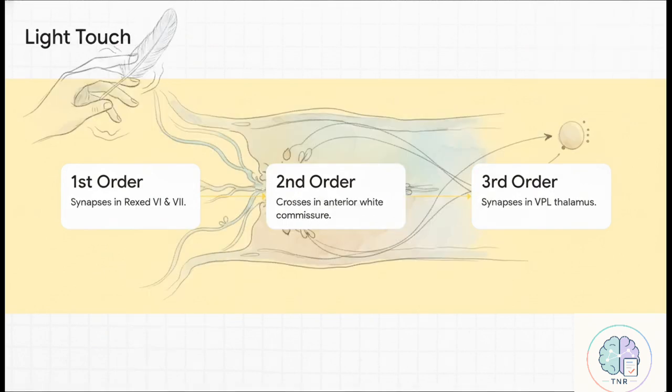Rounding out our sensory triad is light or crude touch. Now this pathway is a bit of a hybrid, but it follows a similar early crossing pattern to pain. The fibers enter, synapse in Rexed laminae V and VI, and then the second-order axons cross right over in the anterior white commissure to join the anterior spinothalamic tract.